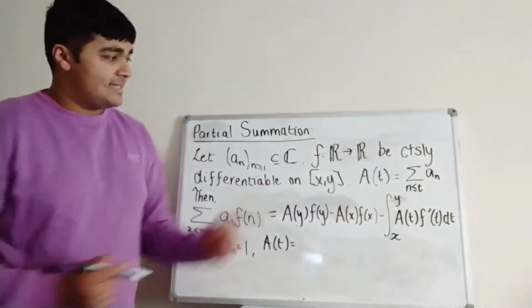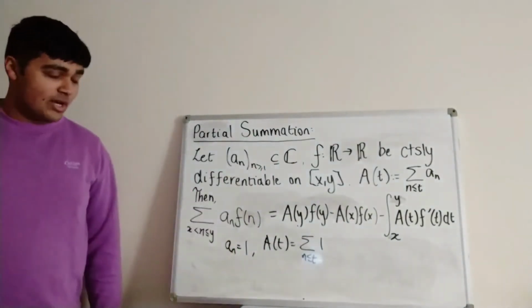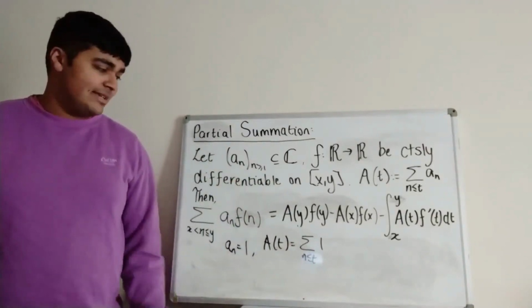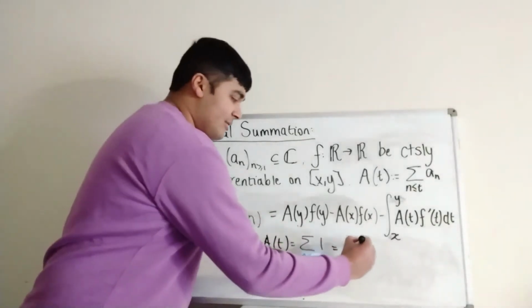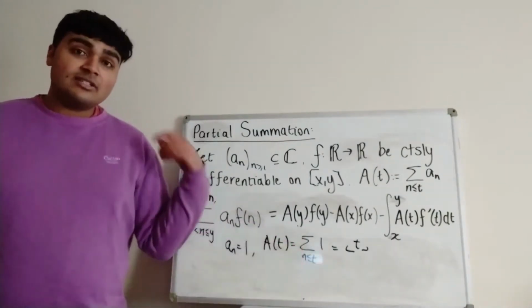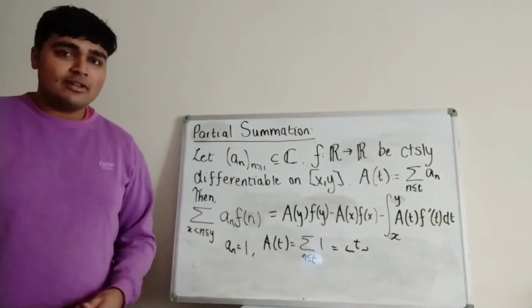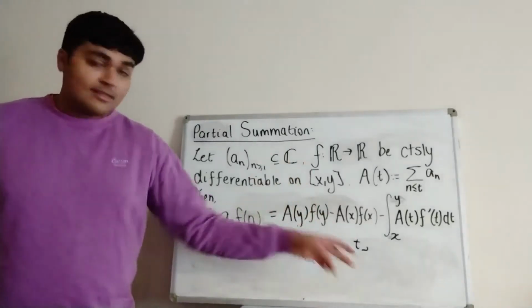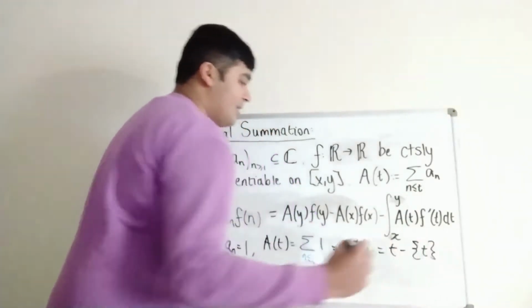Well, it's just the sum over n less than or equal to t of a_n, which is just 1. Essentially what we're doing here is adding 1 for every positive integer less than or equal to t. So this is simply going to be equal to the floor of t, because we're only adding positive integers which are less than or equal to t, and that's equal to the biggest integer less than or equal to t, which is precisely the definition of the floor function. But another way we can write the floor function is simply t minus the fractional part of t.